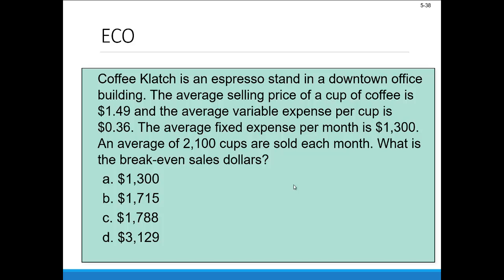So let's try another example here. Coffee Klatch is an espresso stand in a downtown office building. We were using this example in our last video. The average selling price of a cup of coffee is $1.49, and the average variable expense per cup is 36 cents. The average fixed expense per month is $1,300. An average of 2,100 cups are sold each month, so what's their break even in sales dollars? Pause this, work through that problem, and then come back for the solution here.